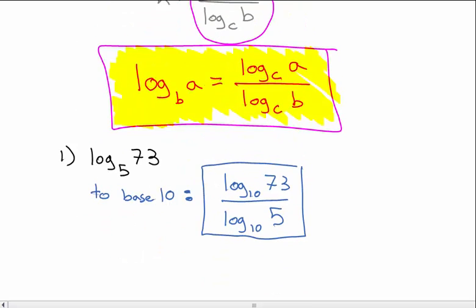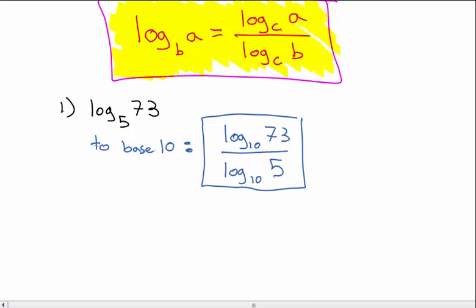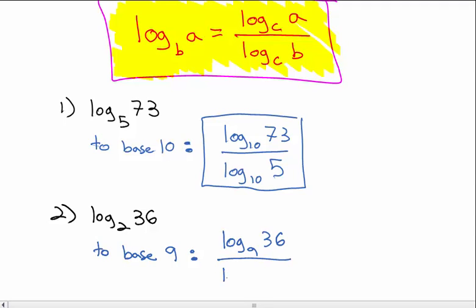Let's do one more example where we see this happen. Let's take log base 2 of 36, and we're going to convert it to base 9, just for kicks. Well, we would now have a log base 9 of the stuff inside, of the 36, and we would divide by log base 9 of the base of 2. And this would have the exact same value. So it changes the base on the log.